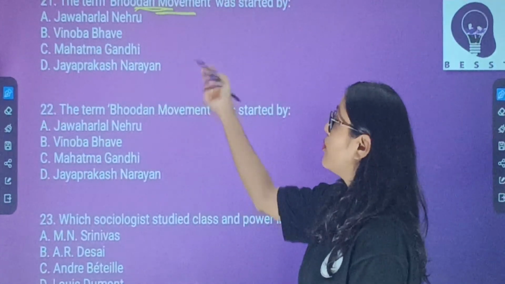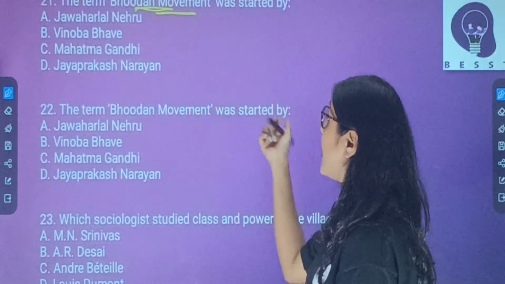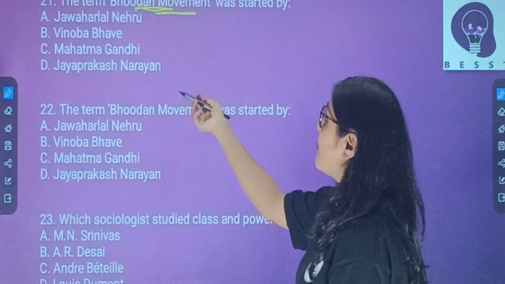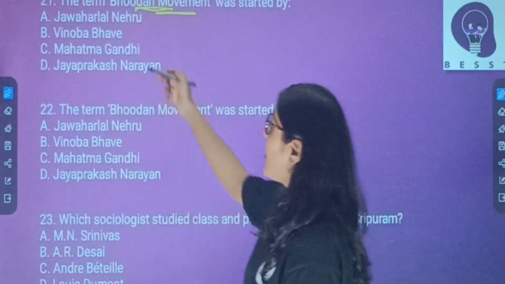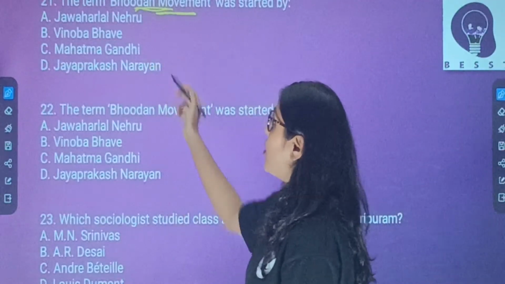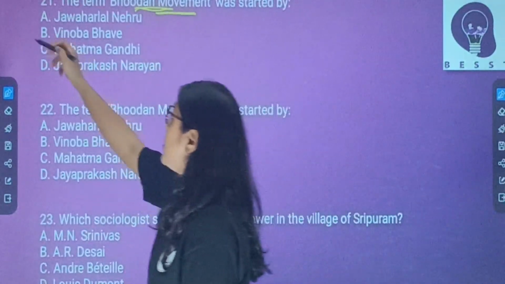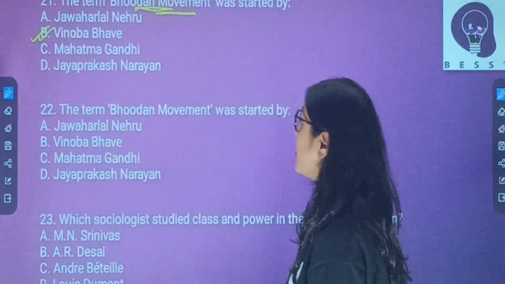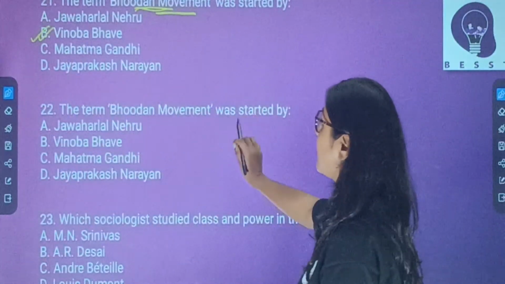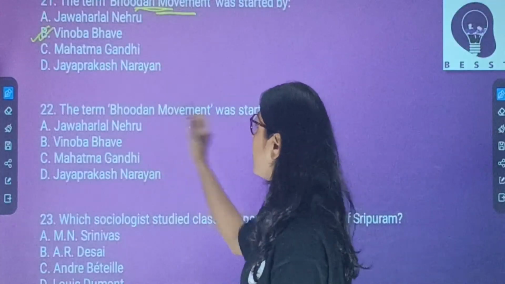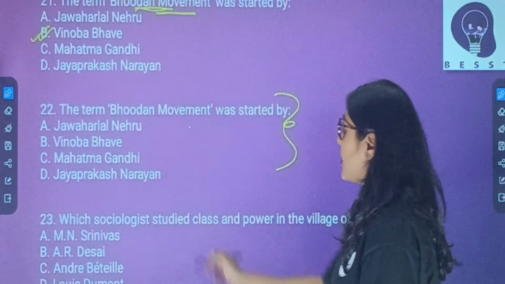So the term Bhudan movement was started by Jawaharlal Nehru, Vinoba Bhave, Mahatma Gandhi or Jayaprakash Narayan. So it will be option number B. The term Bhudan movement, this is a similar question, so this will not be needed. Let's come to this question.